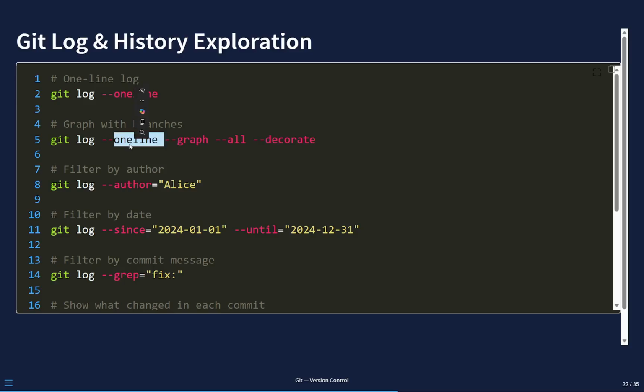git log --oneline --graph --all --decorate is the power user alias. The graph flag draws a text-based branch graph in your terminal. All shows all branches, not just the current one. Decorate shows branch and tag names.